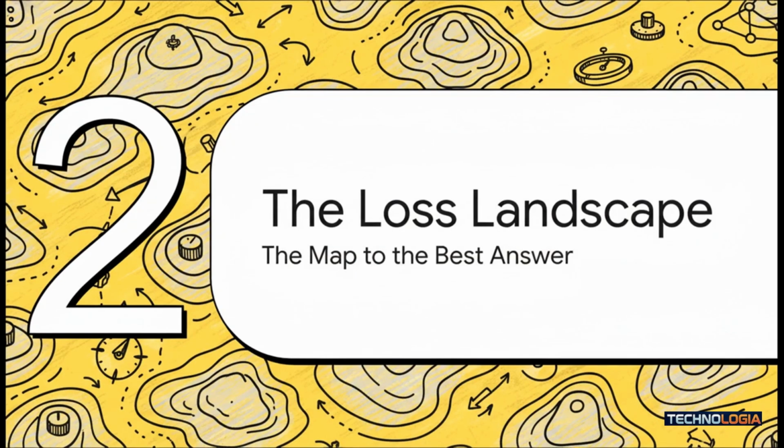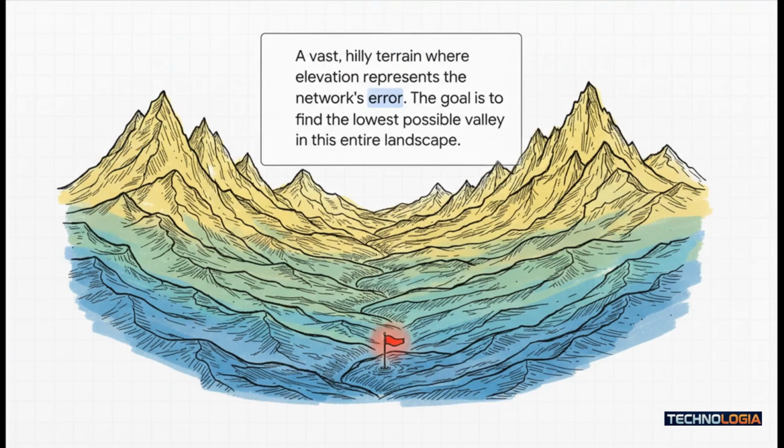But how does the network know which way to turn all those knobs? I mean, there are so many of them. For that, we need a map. And in the world of machine learning, that map is this beautiful, really complex idea called the loss landscape. I want you to picture a gigantic 3D terrain. It's got massive mountains, super deep valleys, rolling hills, the whole thing.